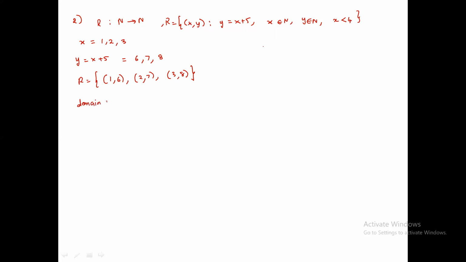The domain will be the set of all x's. Range will be the set of all y's. And codomain will be the set of natural numbers. Okay. We can go to question 3.